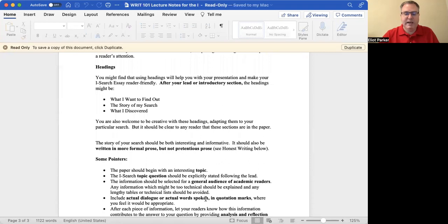Some students want to use headings, such as the story of my search and what I discovered, and then have the paragraphs below that. That's perfectly fine. I know sometimes that helps people stay organized. You can put those headings in there. If you don't want to use them, that's fine too. But again, I have a lot of students that feel like, as they're drafting and putting this together, having those headings reminds them to put information in the right place. If you want to do that, that's fine.